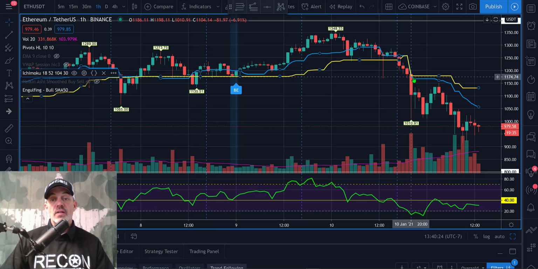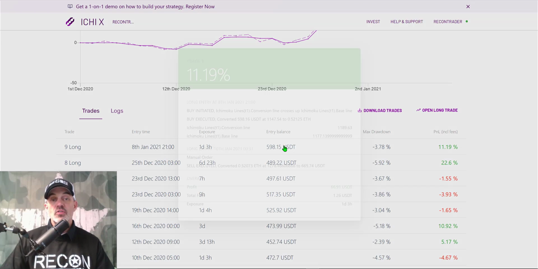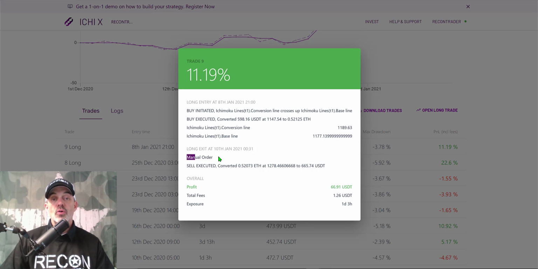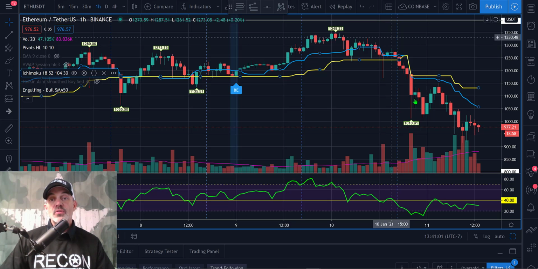Had I held on until the cross, which would have been on this candle here, I would have actually had a losing trade. But instead, I manually closed this trade, as you can see, manual order. I manually closed the trade on January 10th at $1,278. And so instead of closing the trade based on my strategy at around $1,100, I actually closed at $1,278.